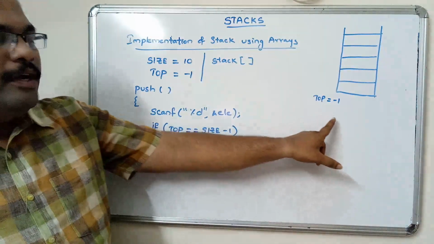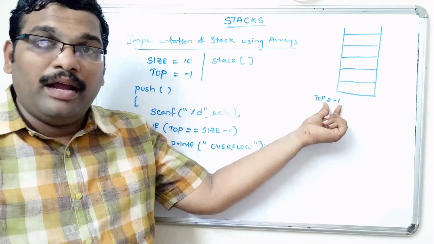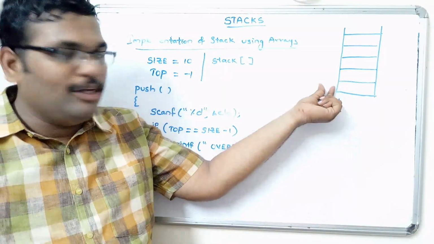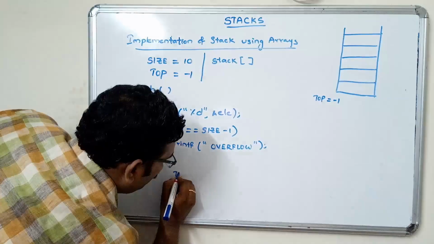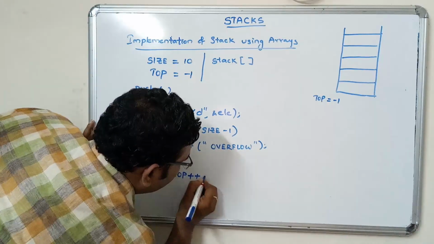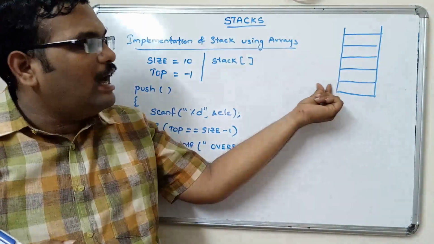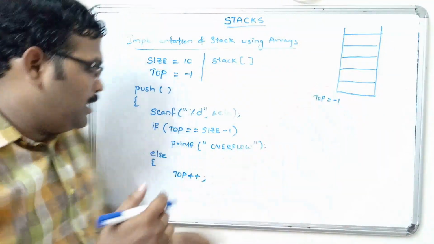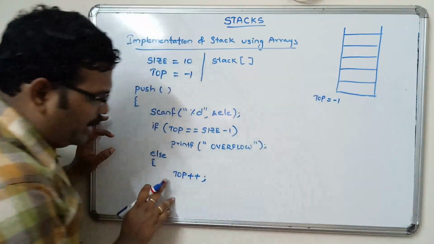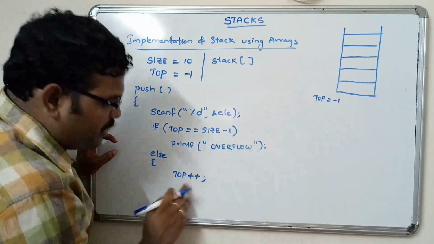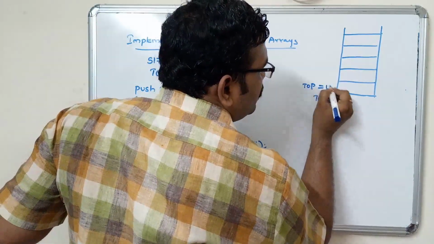Then we need to increment the top first, because initially top is -1 and after inserting the element top will be at 0. So first we have to update the top. So top plus plus, so that the top will be updated to the next position. Then we have to insert the element at that position. Let us take the position: top plus plus, top is equal to 0.